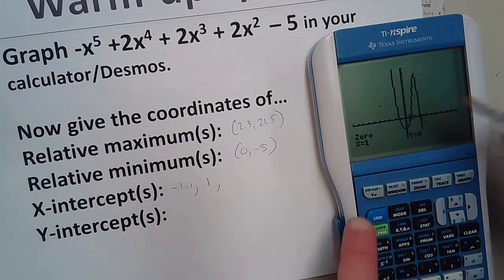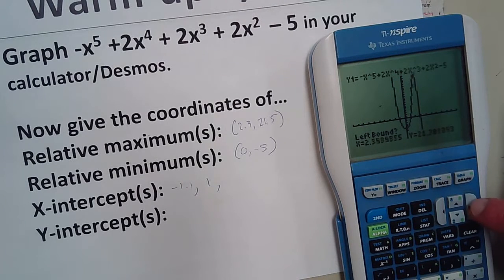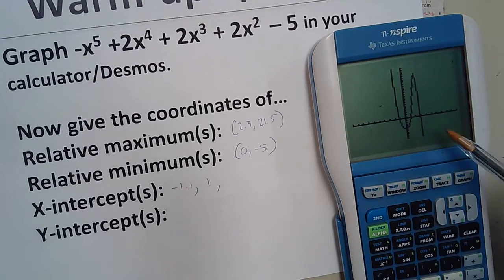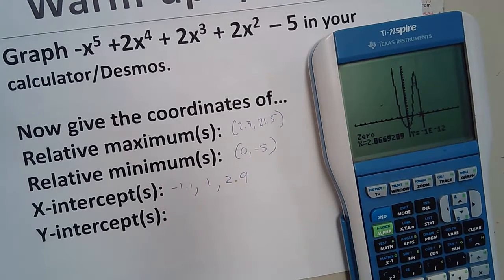And then we repeat it one more time over here for this one that looks like it's at about 3, but probably not exactly at 3. So left bound, right bound, guess, and it's at about 2.9 if we round it up. Okay, and so those are our 3 x-intercepts from the graph there.